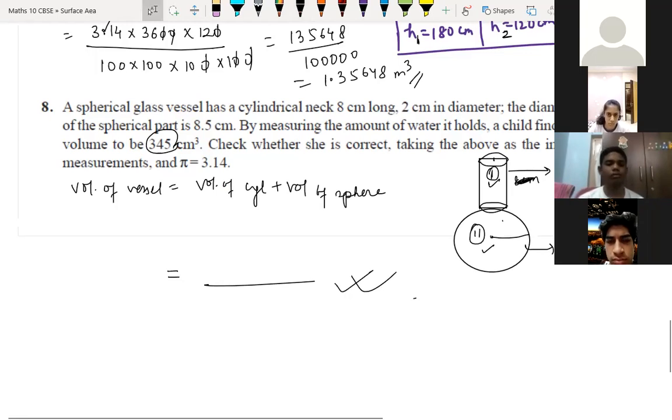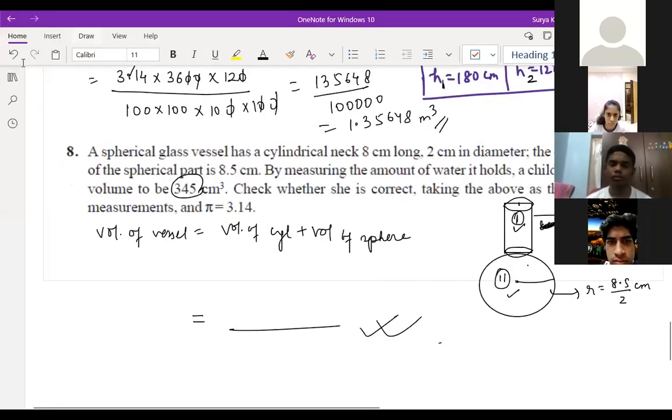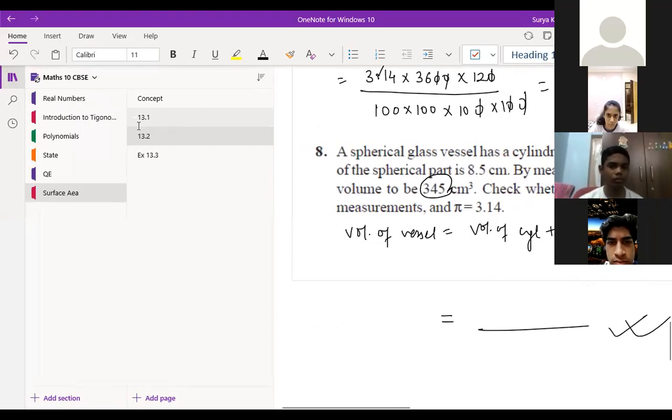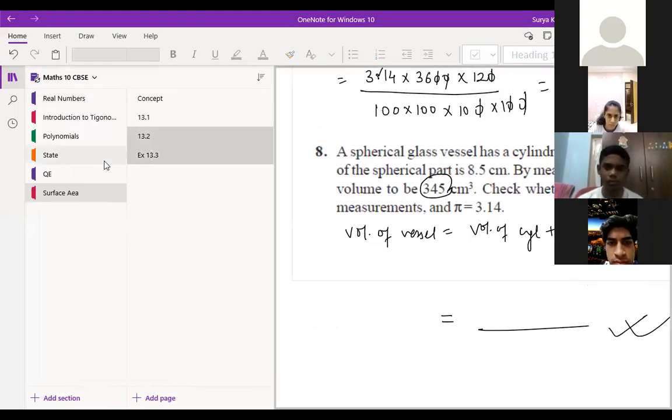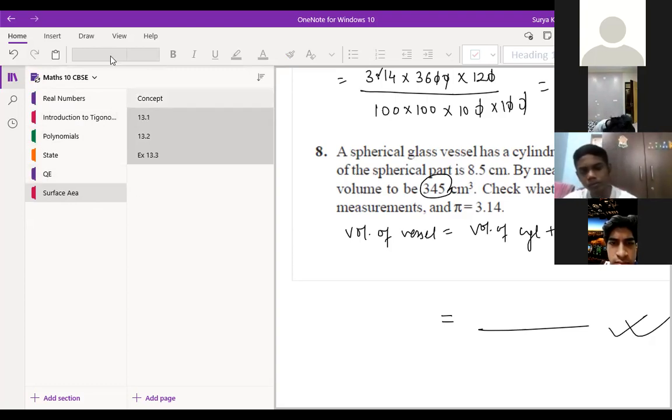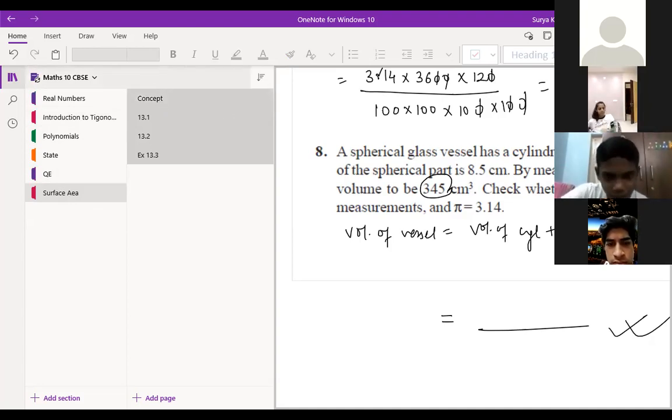So now we are moving to the next exercise, that is exercise 13.3. What is this? It's not coming only. Others, you are practicing the things. Hemant, you are understanding? Hemant? All right.